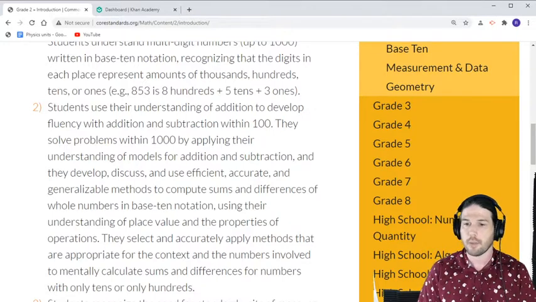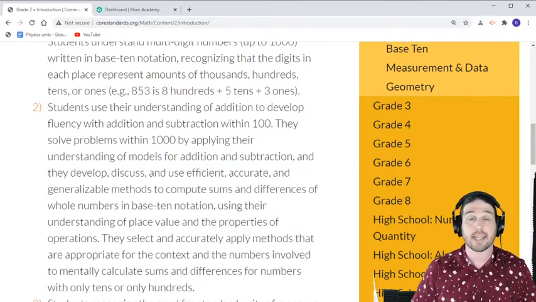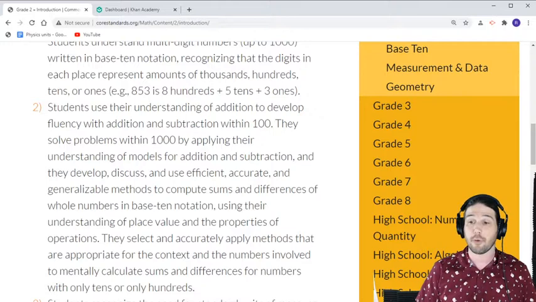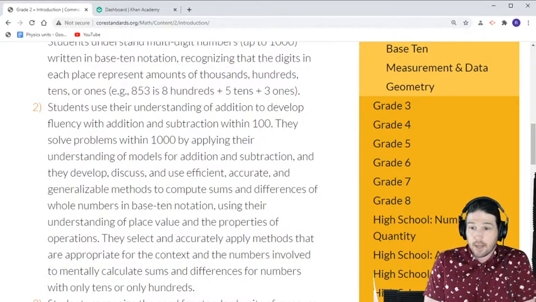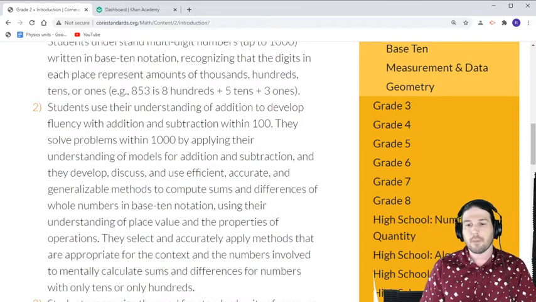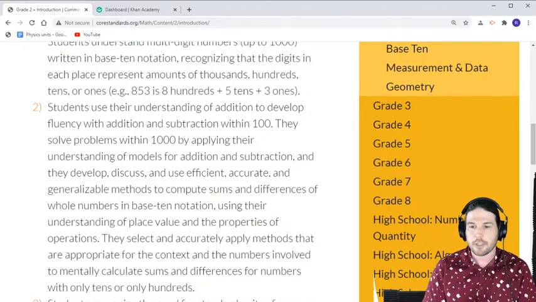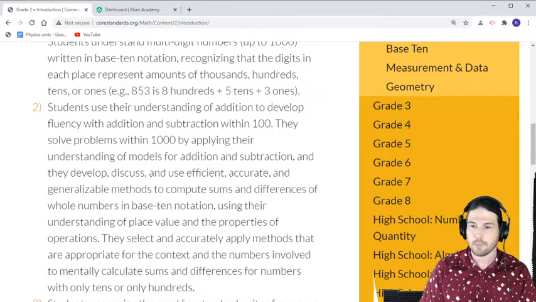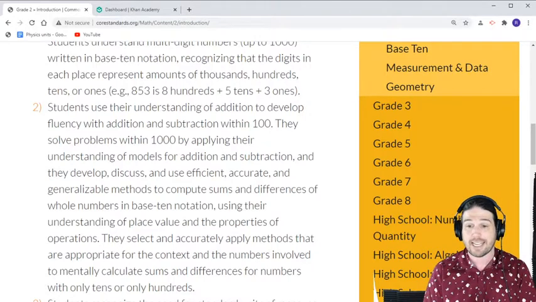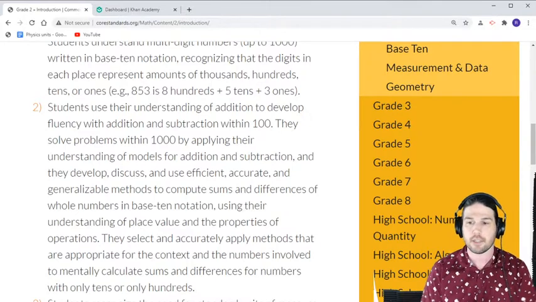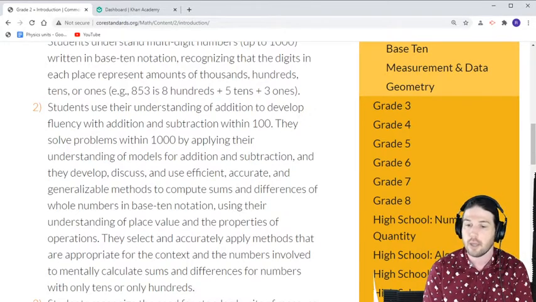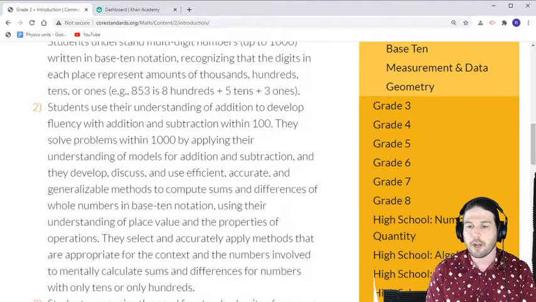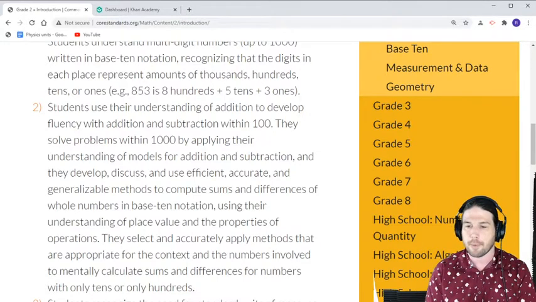They solve problems. This is a terrible sentence, so I'm going to take a deep breath and try really hard to get through this horrible sentence in one breath, and then I'll break it down piece by piece. They solve problems within 1,000 by applying their understanding of models for addition and subtraction, and they develop, discuss, and use efficient, accurate, and generalizable methods to compute sums and differences of whole numbers in base 10 notation. Oh my God. Using their understanding of place value and the properties of operations.